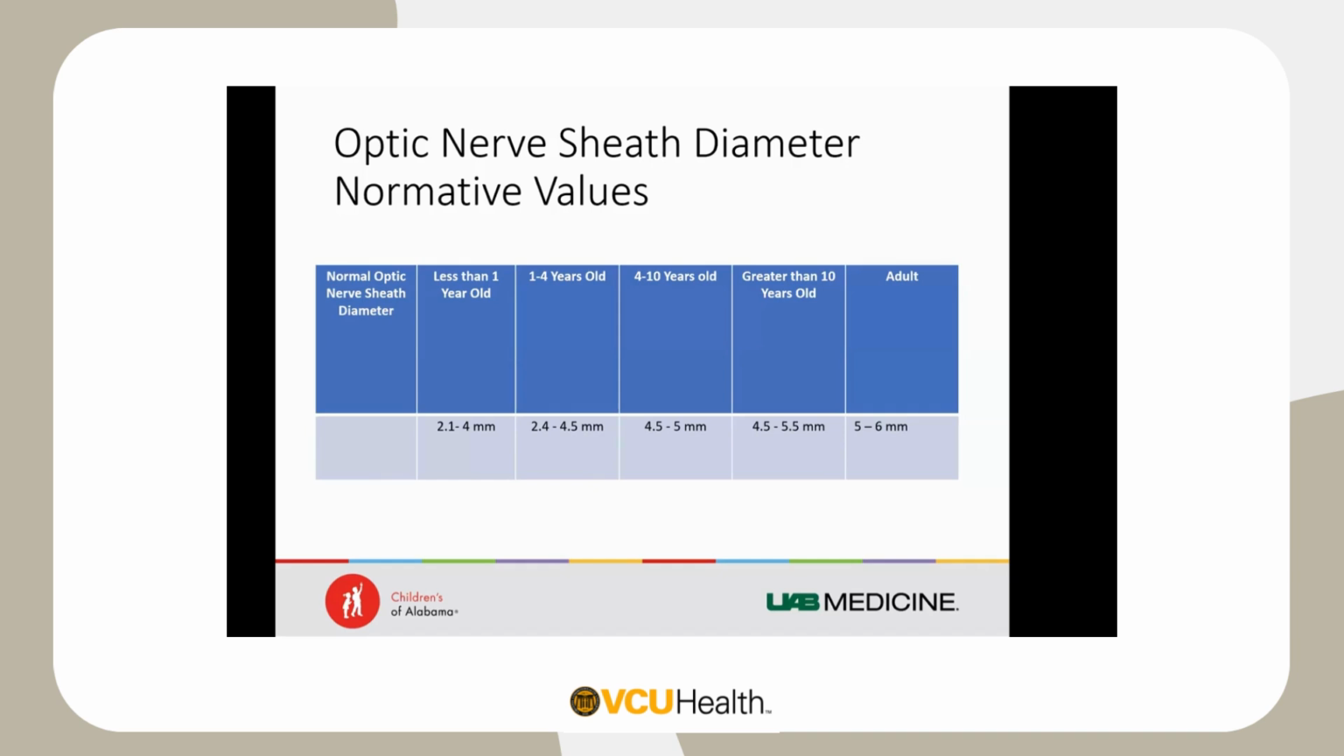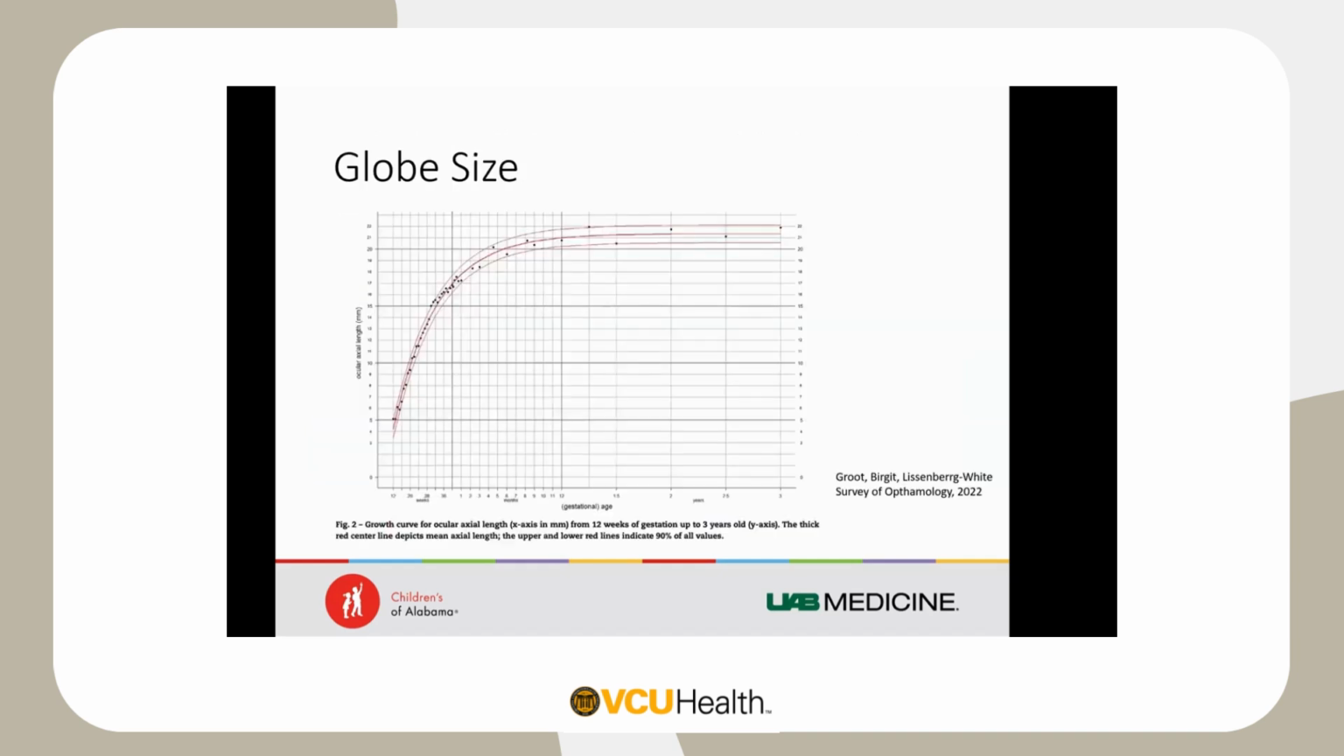I'll talk a little bit more about that. But the question would be, well, why is that different? Why is that different for pediatrics than adults? And part of that comes because their globe size and their head circumference is changing as they're growing.